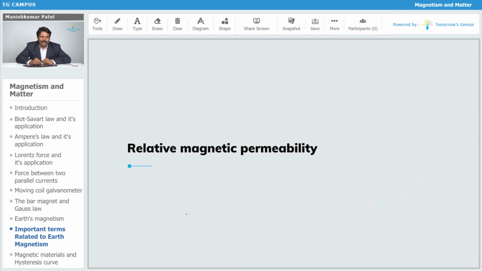Now the relative magnetic permeability is a ratio involving mu naught. We know that generally, this is the mu for a particular medium, and that is the mu naught for vacuum. So this is the relative permeability. This one is for your particular medium, and we compare it with the permeability of vacuum, which gives the value of the relative magnetic permeability.